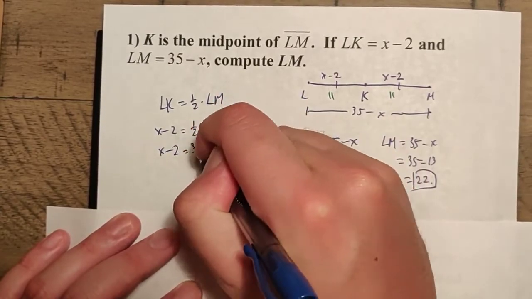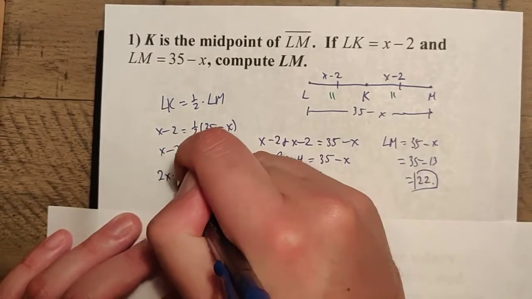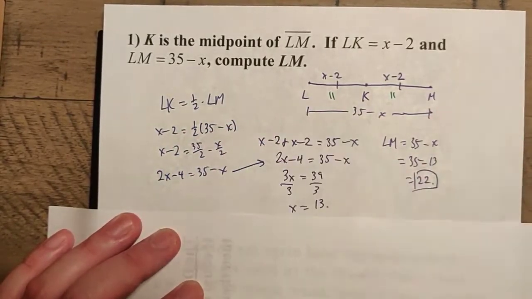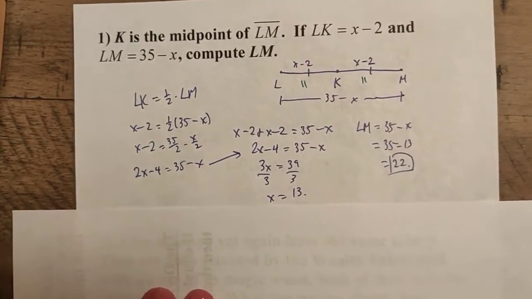So we get 35 over 2 minus x over 2 here. So I can multiply everything by 2 to get rid of the fraction. So 2x minus 4 equals 35 minus x here. And again, this transposes right back here. So note that we have an equation that's very similar to this one here.